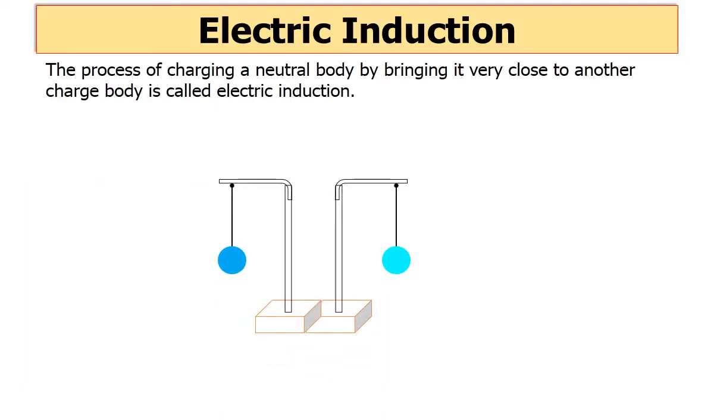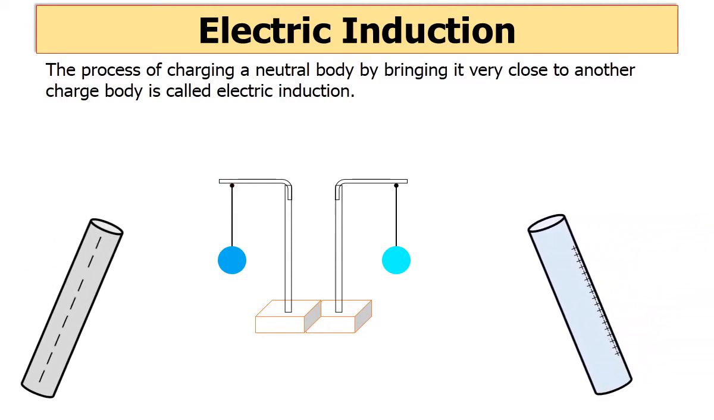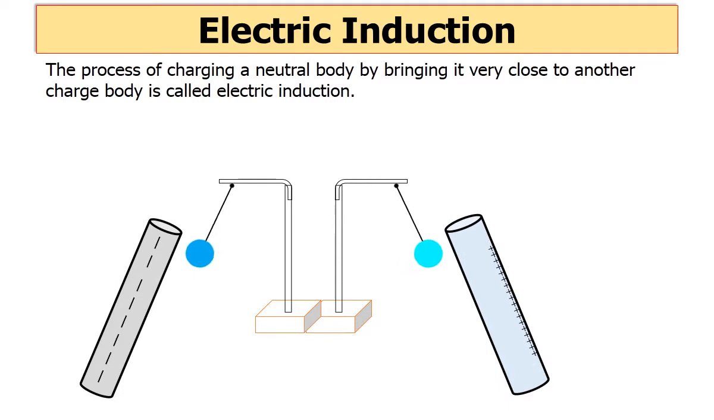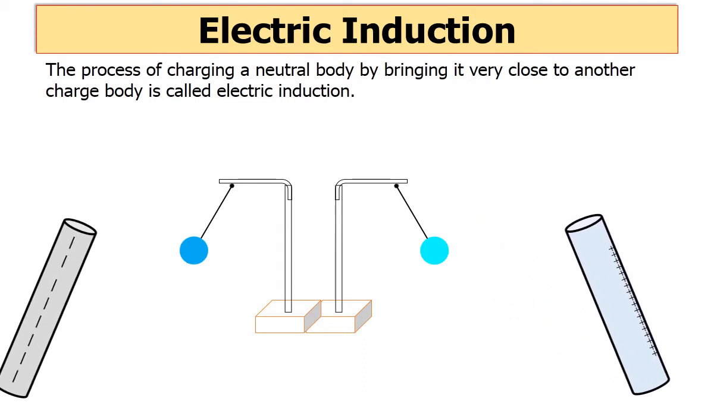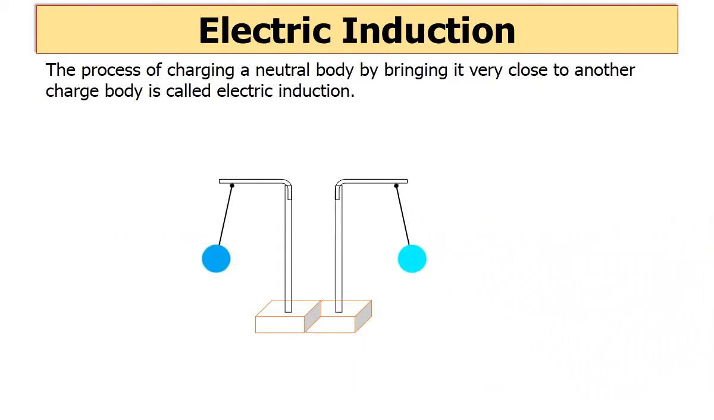Now, electric induction. The process of charging a neutral body by bringing it very close to another charged body is called electric induction. Here you can see a neutral body hanging from two supports, and if we bring a charged body to the neutral body, then the neutral body will be attracted to the charged body, and when we remove the charged body, the neutral body gets back its initial position.